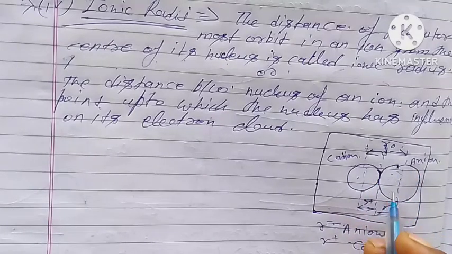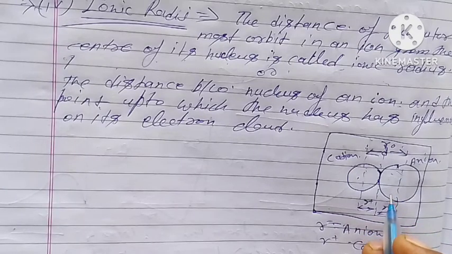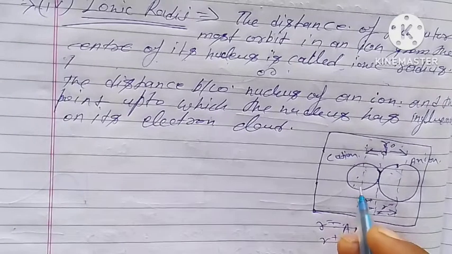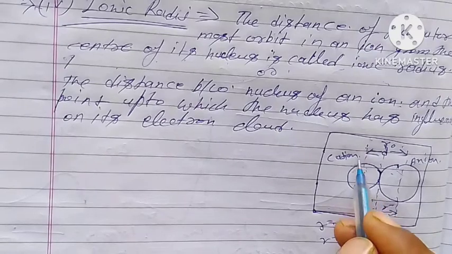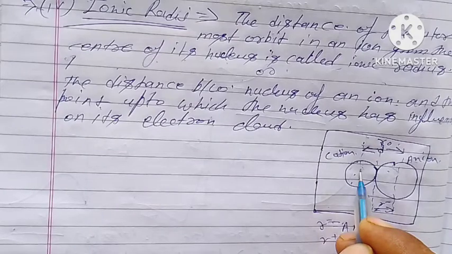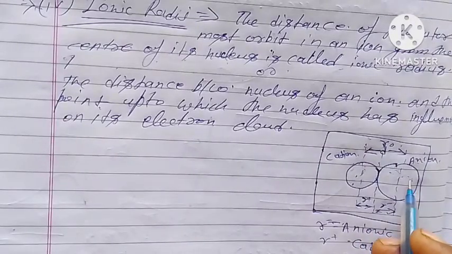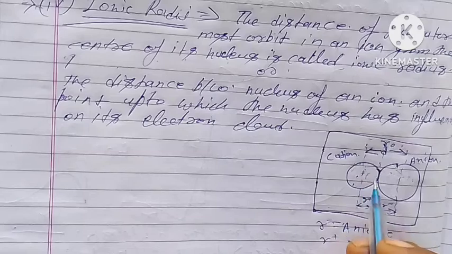The differences arise in their size. When an electron is removed from a neutral atom, it converts into a cation. The remaining electrons are comparatively more attracted by the nucleus, due to which ionic radii decreases. Hence, the size of a cation is smaller than the atom.